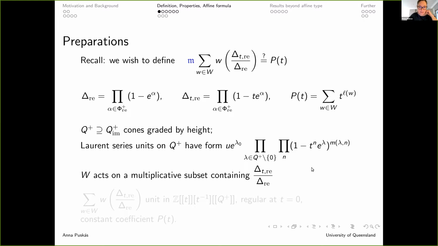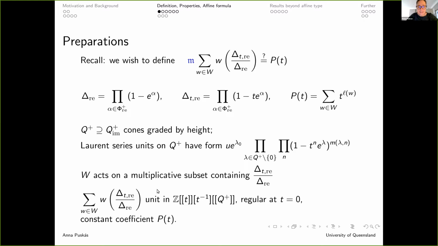The point is that one has to be careful with defining a Weyl group action, but the Weyl group does have a reasonable action on a multiplicative subset of these Laurent series units. And this multiplicative subset contains what we wanted to contain, delta t real divided by delta real, this kernel. Okay, and then one can show with some work that this sum over the Weyl group on the left hand side here is a unit in an appropriate ring. It's regular at t equals zero, and it has constant coefficient, which is the Poincaré series. Okay. So essentially, if I've completely lost you with the technical details on this slide, my point is one has to say some words, and those words have to be careful, but ultimately it's fine.